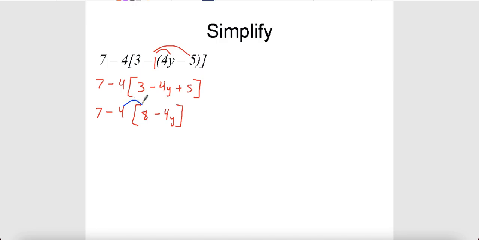So we're going to multiply this 4 into the 8 and the minus 4y. So we've got 7 minus, so negative 4 times 8 is negative 32. And negative 4 times negative 4y would be plus positive 16y. And then I finally just combine like terms. The only terms that are like now are this positive 7, this negative 32. So we combine them to get negative 25. So negative 25 plus 16y. And that concludes our lesson on lesson P.1.